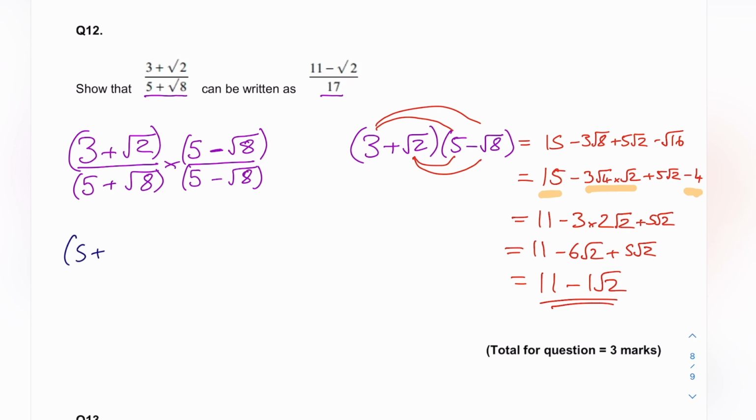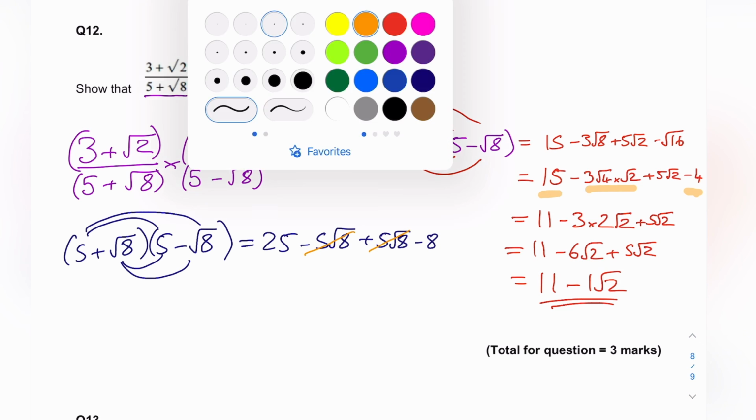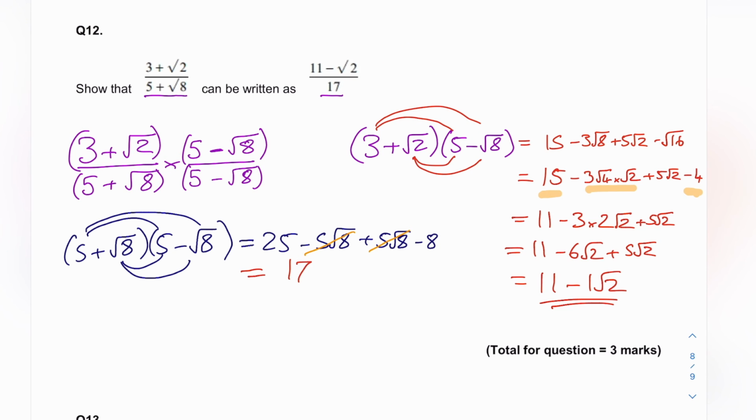This was asking us to do 5 plus root 8 multiplied by 5 minus root 8. 5 times 5 is 25. 5 times negative root 8 is negative 5 root 8. Root 8 times positive 5 is positive 5 root 8. Root 8 times negative root 8 is negative 8. Again, this one's slightly easier. We can see that the negative 5 root 8 plus the 5 root 8 cancel down, and we're left with 25 subtract 8, which is equal to 17.